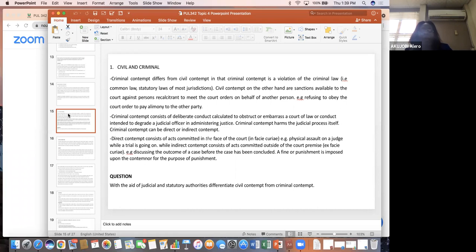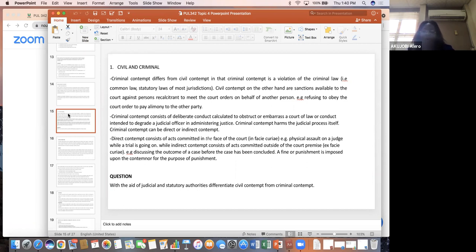contempt. Now, criminal contempt consists of deliberate conduct calculated to obstruct or embarrass a court of law or conduct intended to degrade a judicial officer in administering justice. For instance, you are before the court and maybe your lawyer is saying something that you do not agree with. And you say, why did I pay you money? Did I pay you to come here and misbehave and do that? So of course the court will call you to order. And if you are not able to calm yourself down immediately, the judge can punish you there and then.